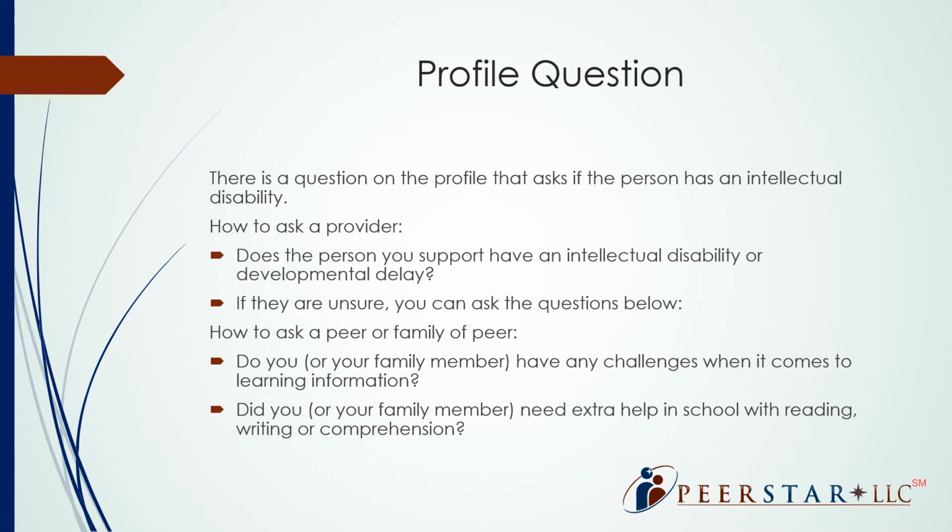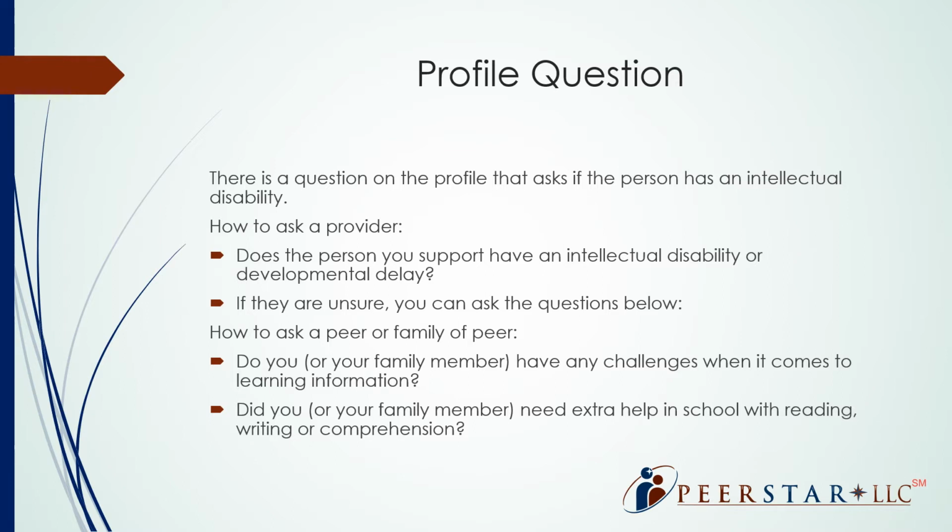So, profile question. There's a question on the profile that asks if the person has an intellectual disability. That's a really hard question to ask sometimes, especially if the peer or the provider doesn't know what you mean. So if you have a provider on the phone, you usually can just say, does the person you support have an intellectual disability or developmental delay? Now, if they're in the mental health world or they're in the intellectual disability world, they should know what this means, so you usually shouldn't have to elaborate.